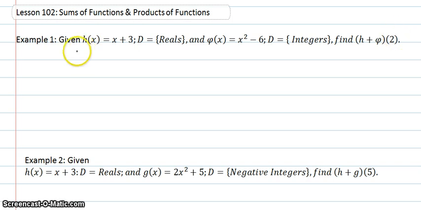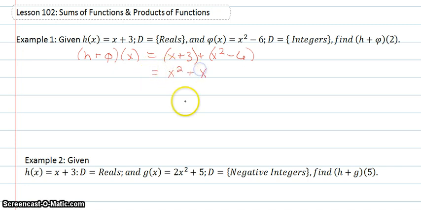So we have h plus phi of x equals x plus 3 plus x squared minus 6. So those are the two functions I'm putting together. I'll have x squared plus x, because they don't have any like terms that you could combine with those, but I can combine my 3 and negative 6 to get a negative 3.